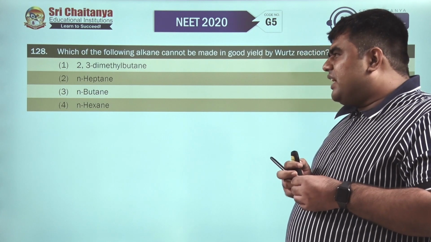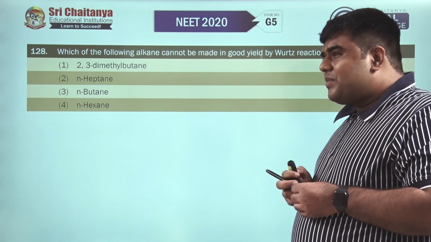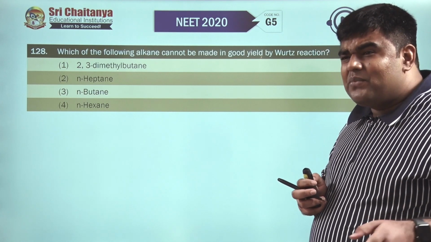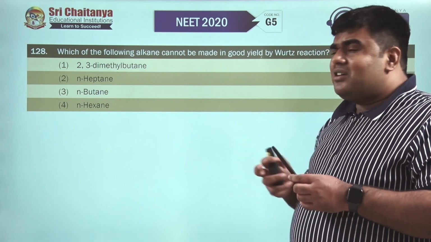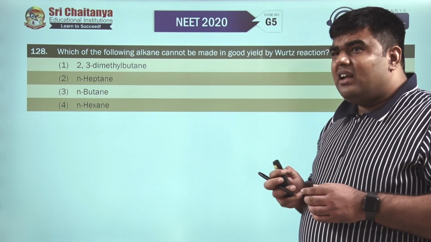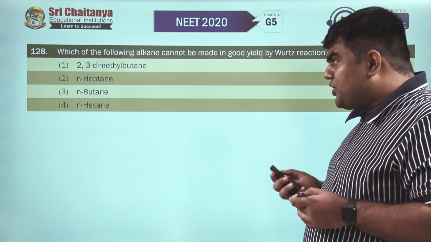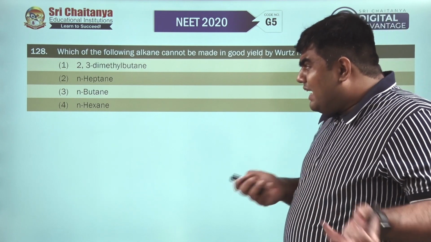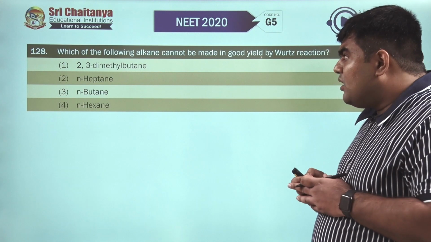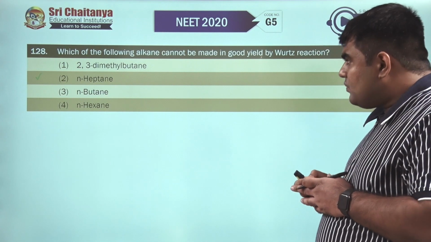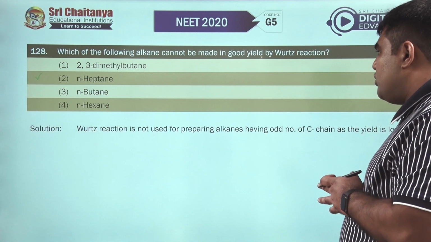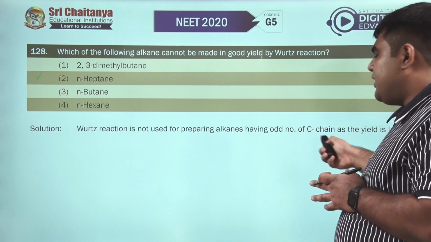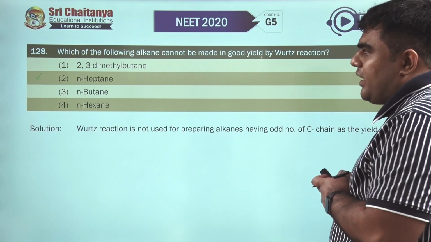2,3-dimethyl butane, yes, we can make it. N-heptane, no, n-heptane has 7 carbon atoms in the chain. That means we cannot make n-heptane in good yield through the Wurtz reaction. N-butane and n-hexane can be made. So for 128, we'll go ahead with the second option. Wurtz reaction is not used for preparation of alkanes having an odd number of carbon atoms in the chain.